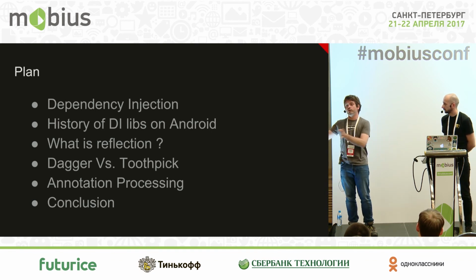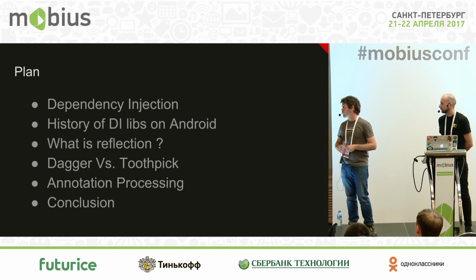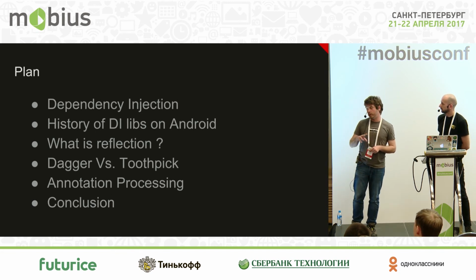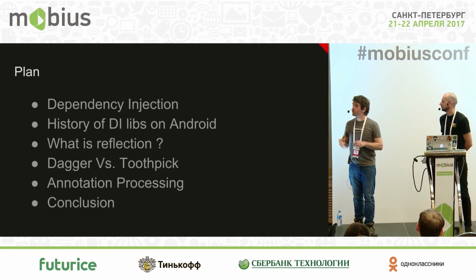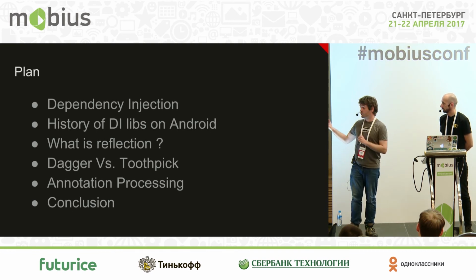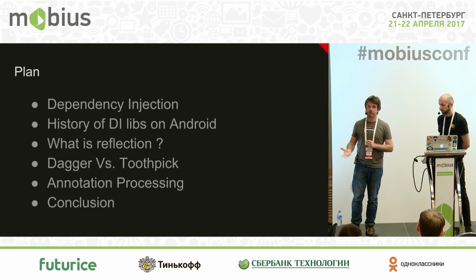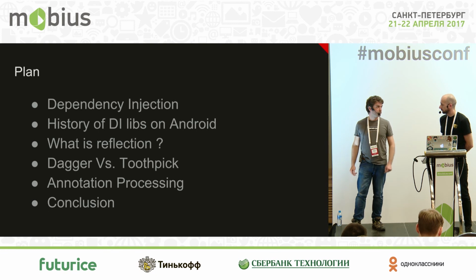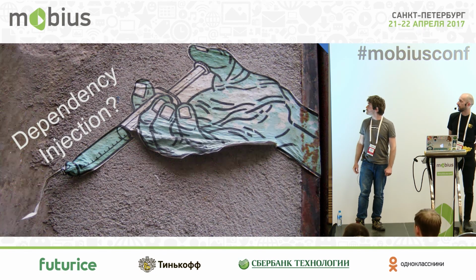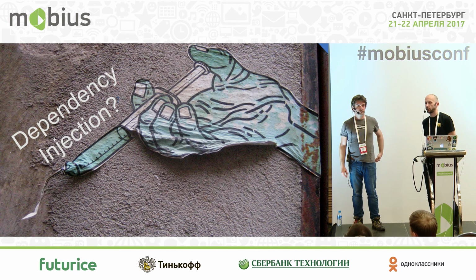They belong to the new generation of the dependency injection libraries, namely Dagger and Toothpick. So Dagger 2 and Toothpick. And then we're going to focus on the internals. How do both libraries work? They both use annotation processing, and we will explain what it is about. And finally, a small conclusion. Okay, let's start. So dependency injection. Who here uses dependency injection in their code base?